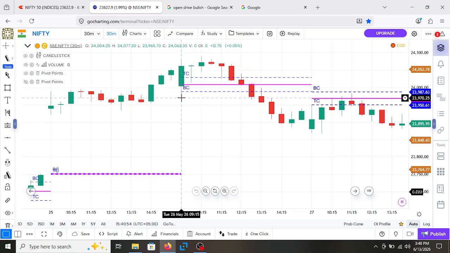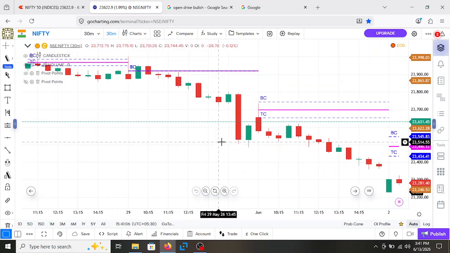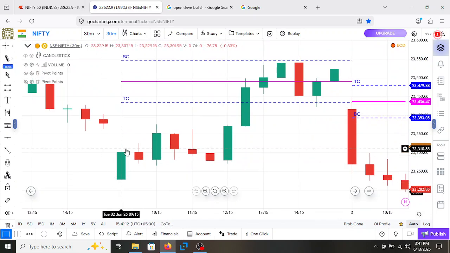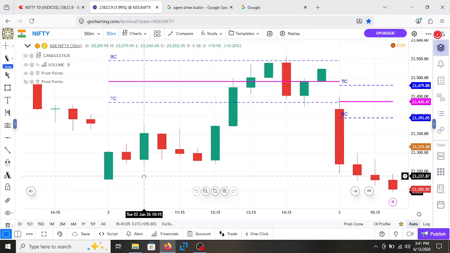This is the open test drive. Nifty opened here, tested some levels at this point and went to the higher side. On 2nd of June, Nifty opened here and moved to the higher side. So this is institutional activity, the open drive bullish, and this institutional activity gives us certain levels which are very crucial for our upcoming sessions. They can act as a support or a resistance.